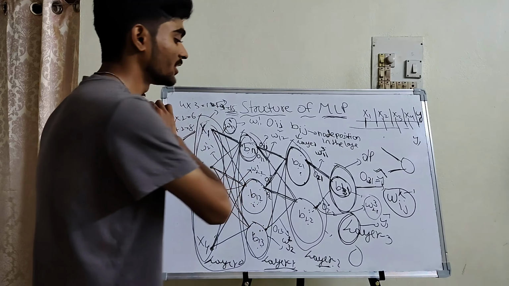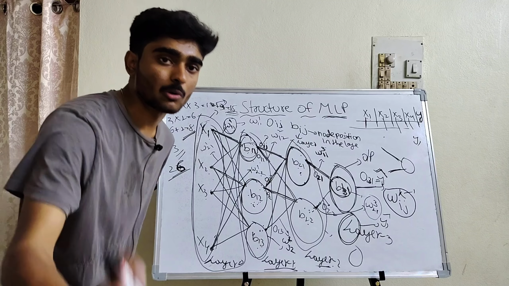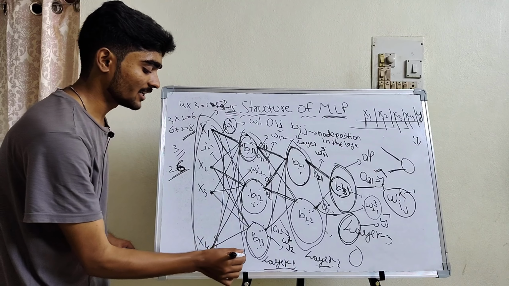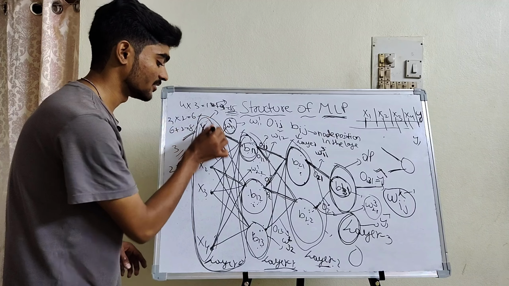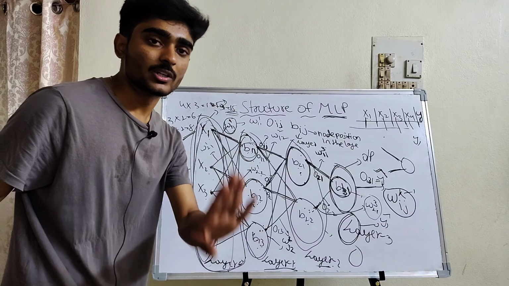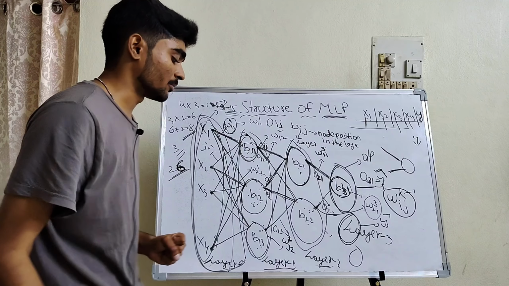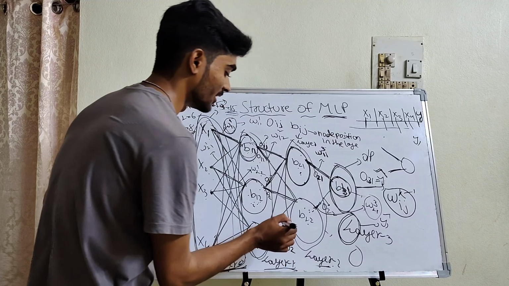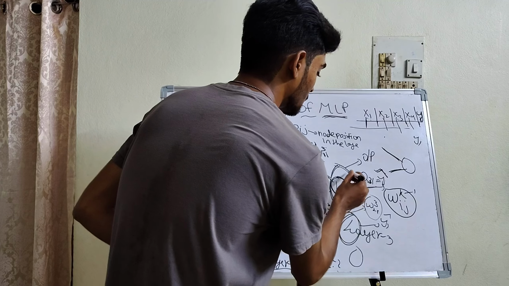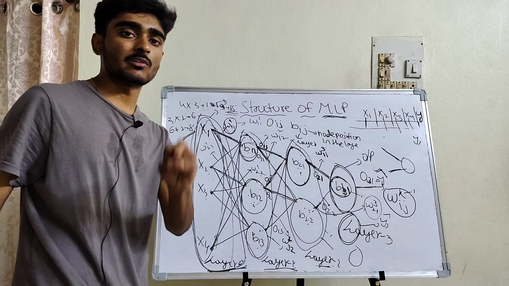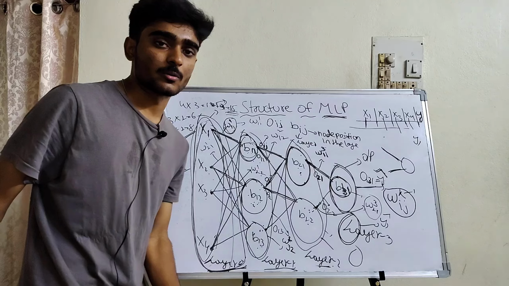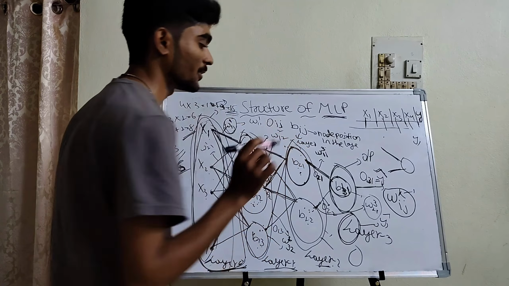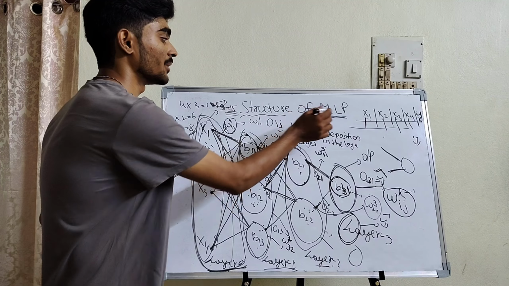Now, in determining the total number of layers in a multi-layer perceptron, we don't consider the input layer. This layer is not considered. Only the hidden layers and the output layer make up the total number of layers in a multi-layer perceptron. In this case we have three layers, so this is a three layered multi-layer perceptron.